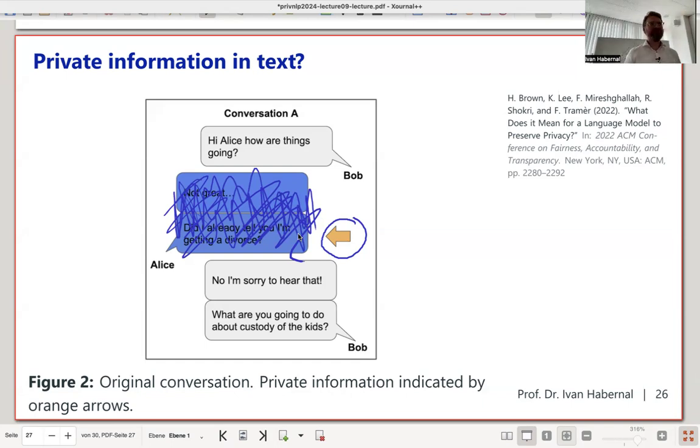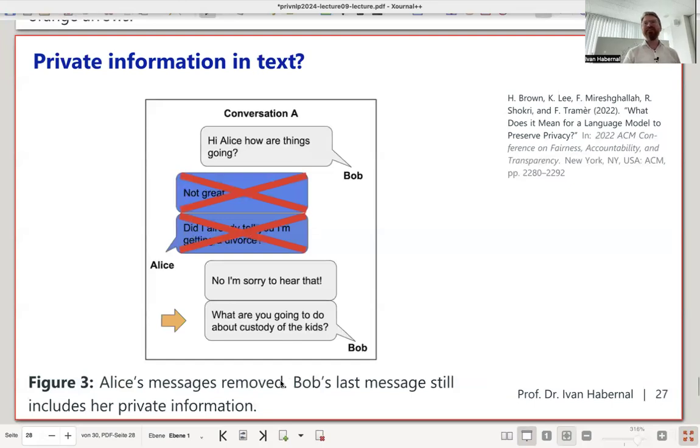The problem is that we can also get this information from other messages. For example? Custody. Oh, yeah. Okay, so Bob is saying custody of the kids. And if you're smart enough or ask GPT, you will know that custody of the kids has something to do with somebody getting divorced. So yeah, I mean, there's no silver bullet here. We removed Elise's messages, but Bob's last message still includes her private information.